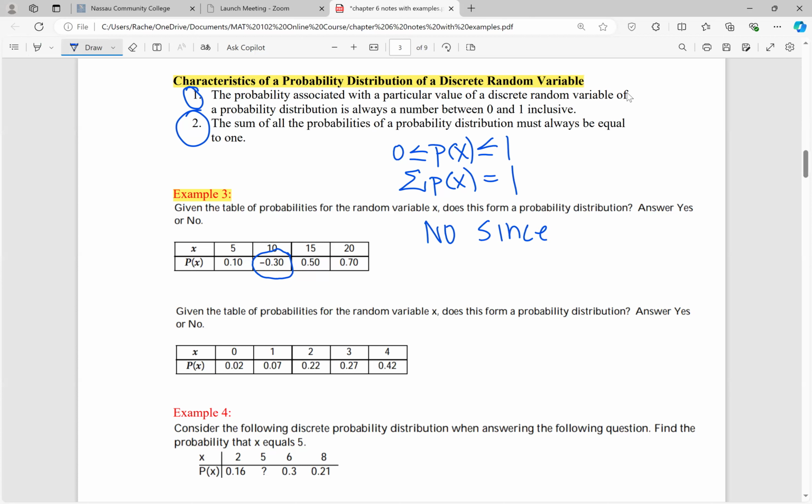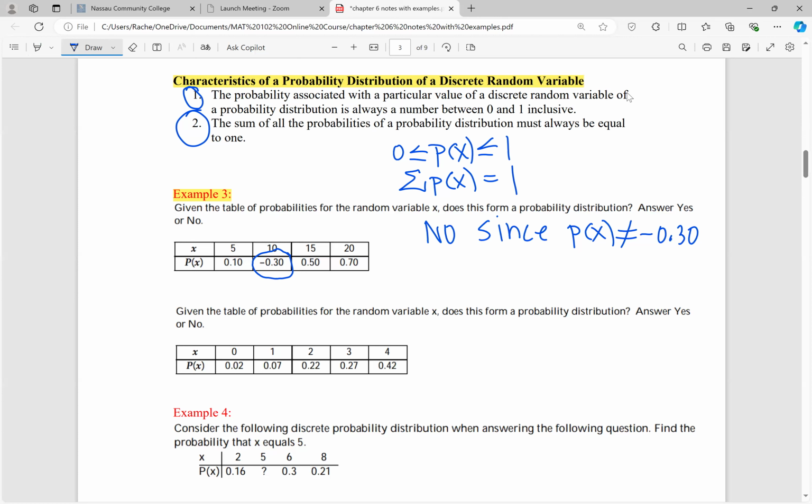So no, this is not a probability distribution since the probability of x cannot equal a negative number. It doesn't make any sense. So even though if we were to add up all those probabilities, they do add up to 1, it doesn't matter. The first characteristic is not satisfied. So this is not a probability distribution.